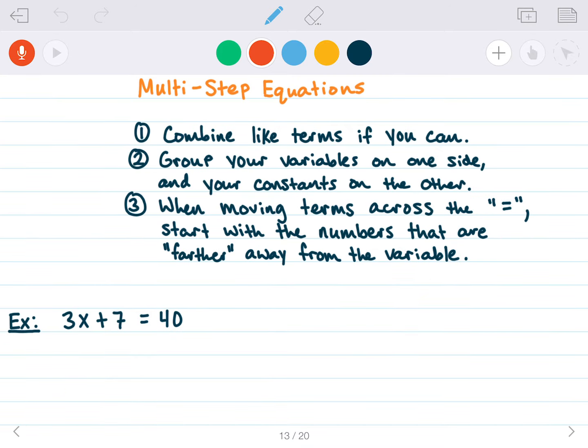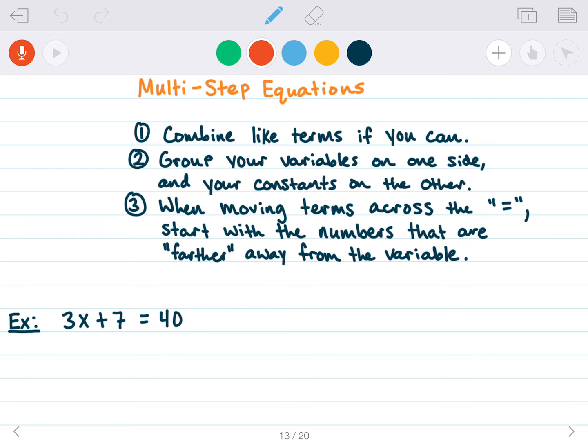Okay, so those were pretty straightforward. Now what I want to do is talk about multi-step equations and some strategies that you can use to solve them. So you always want to combine like terms if you can before you do any moving across the equal sign. You want to also group your like terms on one side and your constants on the other. And then the third strategy is when you're moving terms across the equal sign, we want to start with the numbers that are farther away from the variable. And hopefully when we do some examples, I'm going to point out what that means. And hopefully you'll see that.